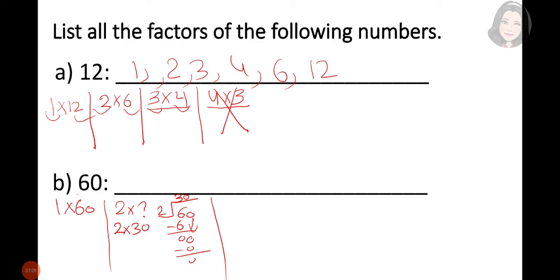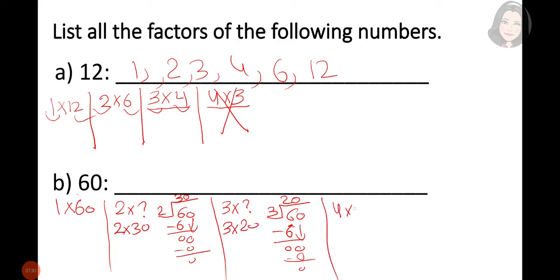Is this number divisible by 3? If I add the 6 to the 0, then it's a 6, then definitely it's divisible by 3. So 3 times what number is 60? I divide the number 60 by 3. 6 divided by 3 is a 2. Then this is a 6. Subtract 0. Drop down the 0. Divided by 3 is another 0. Subtract 0. So it's 3 times 20.